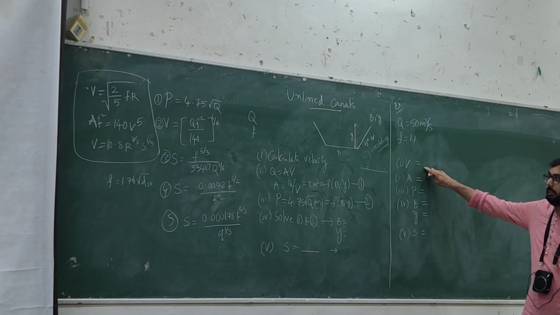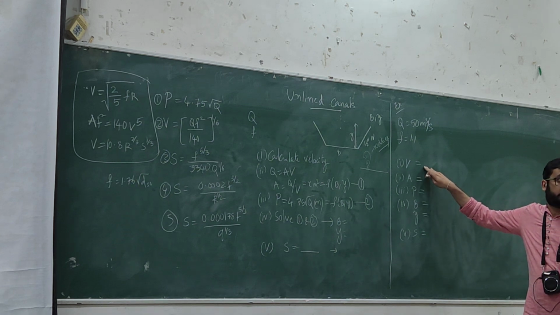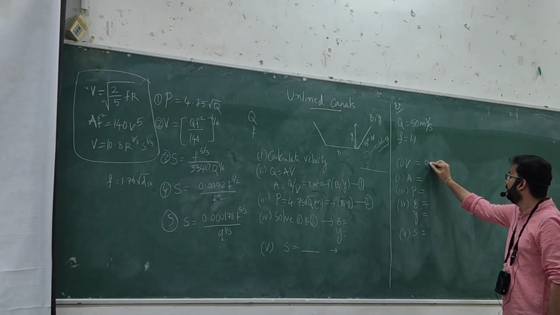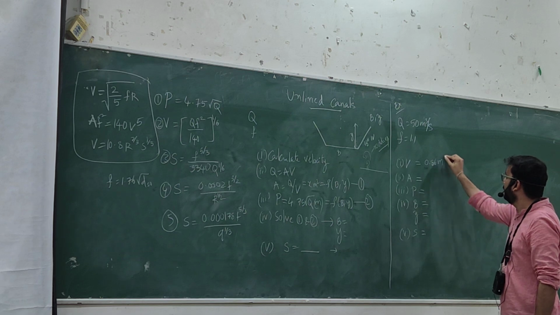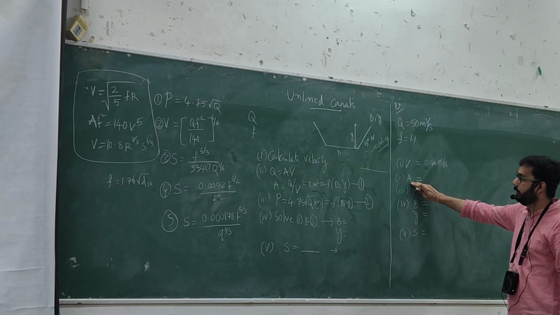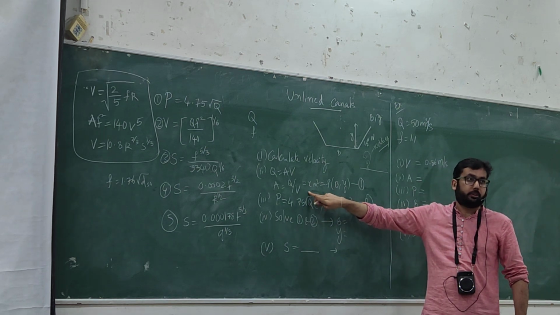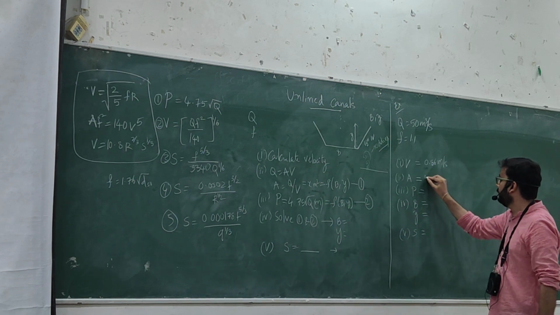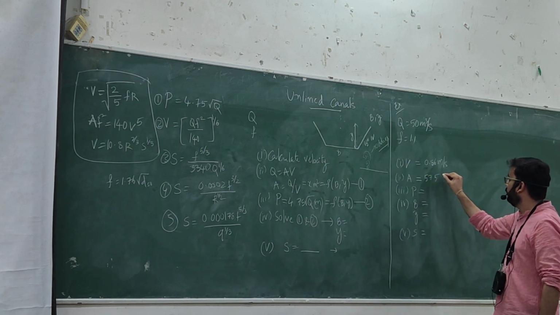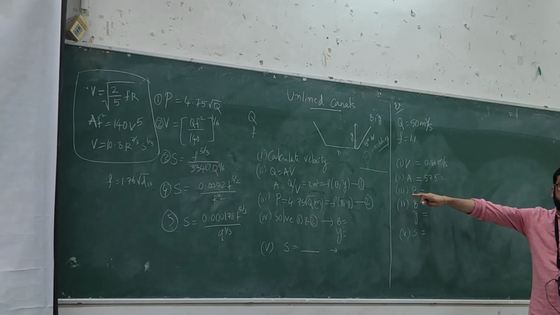So what is the velocity? 0.86. And what is the area? Q by V? 57.5. And what is the equation in terms of B and Y?